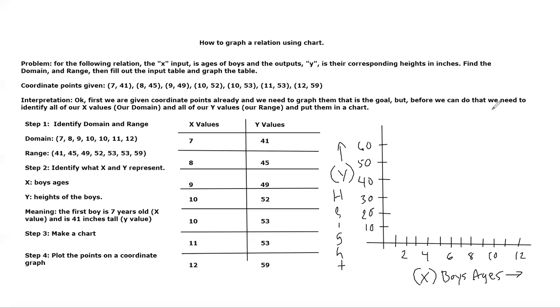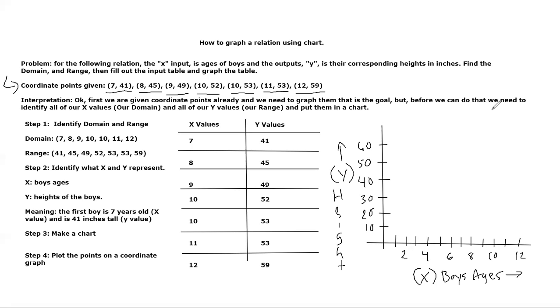All right, problem. For the following relation, the x input is ages of boys and the output y is their corresponding heights in inches. Find the domain and the range, then fill out the input table and graph the table. Okay, and they're giving us all the coordinate points because they gathered all this data for us, right? So here we have the coordinate points: (7, 41), (8, 45), (9, 49), (10, 52), (10, 53), (11, 53), and (12, 59).